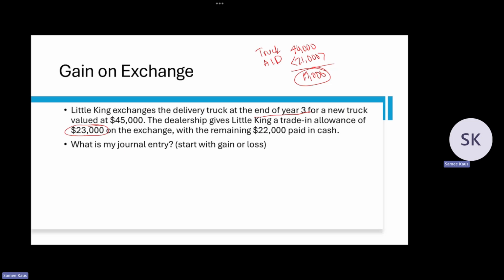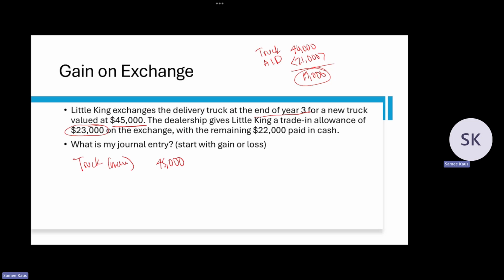Okay. Or why even bother with that process? Because I have to book my journal entry anyway. So I'm asking myself, what fundamentally is happening here? Well, a lot of different moving pieces. So what I'm going to start with is I'm going to say, I'm getting a new delivery truck for $45,000. So I'm going to write, hey, I'm getting a truck and it's new and it's $45,000.